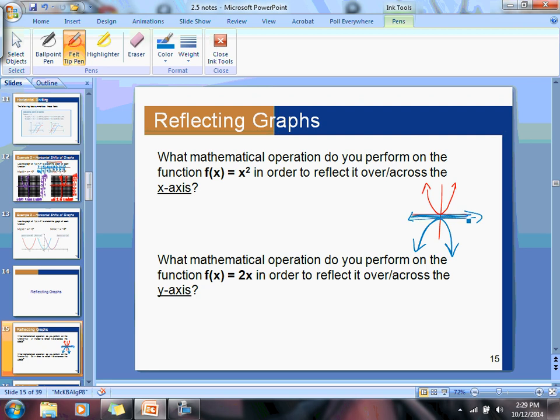And hopefully you're thinking right now, oh, in order to do that, I would have to make the function negative. So this is the function that we would have to have. Negative x squared. So it's kind of like you're multiplying by a -1.